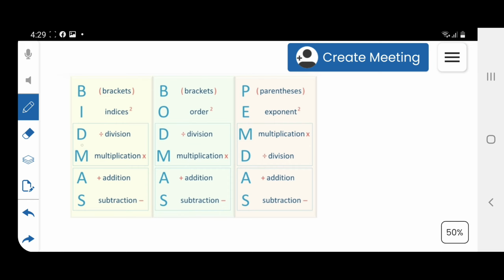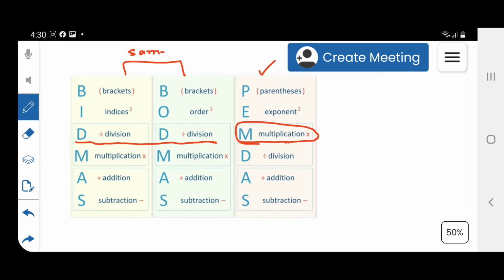Now the third thing in these is a little bit different. Here you can see in BIDMAS or BODMAS, the third is division, but if you are solving questions for PEMDAS then you have multiplication first. So this is the difference between these three. This one is a little bit different, but these two are exactly the same. So if you are using BODMAS or BIDMAS, then the third thing that you have to solve after brackets or indices is division. But if you are doing PEMDAS, then you have to solve multiplication.